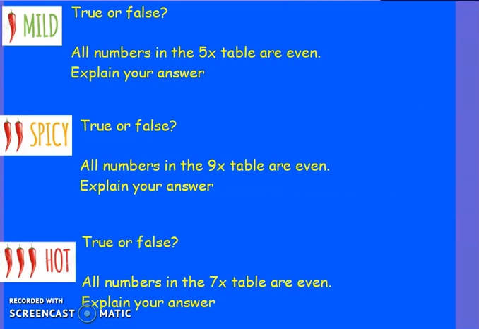On the board there's the 3 chilli challenge, with some different true or false statements. Mild asks you about the 5 times table, Spicy asks you about the 9 times table, and the hot challenge asks you about the 7 times table. Pause the video and write that times table down in your book before answering the statement with either true or false and your explanation why. Press play when you're ready to mark.